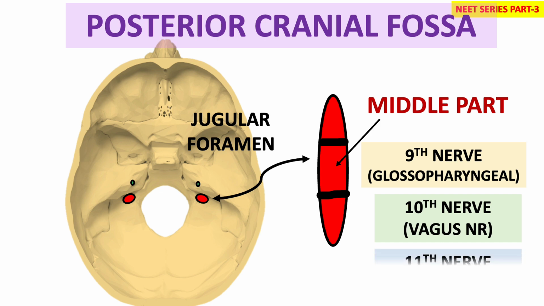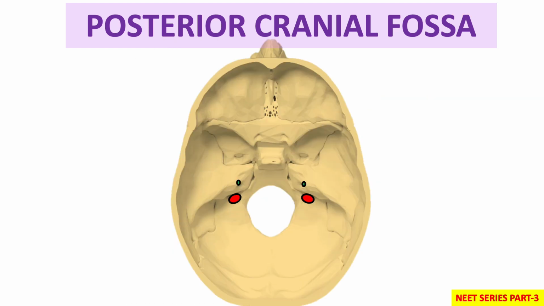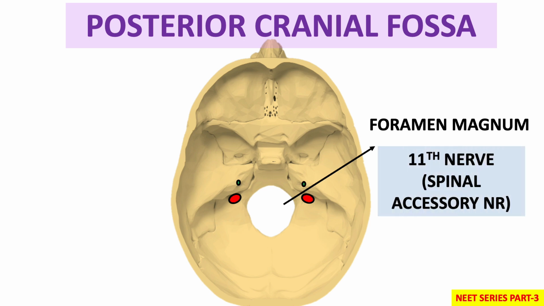And the 11th nerve. In the 11th nerve, we have two roots: one is spinal and the other is cranial. The cranial one passes through the middle part of the jugular foramen. Then we have the foramen magnum. It is the largest of all the foramina. So the 11th nerve spinal root passes through the foramen magnum, and the cranial root passes through the jugular foramen.